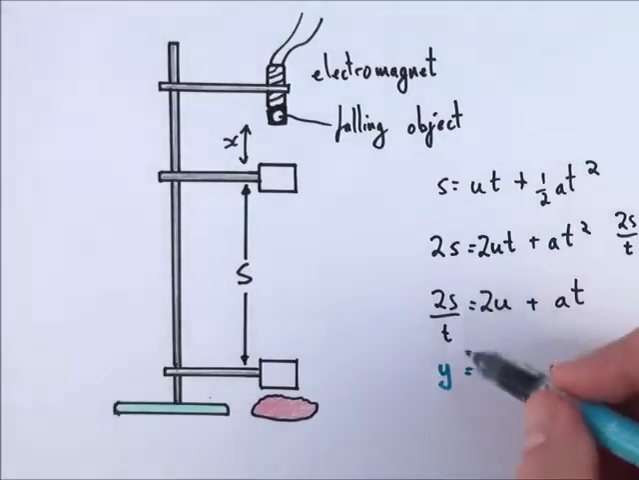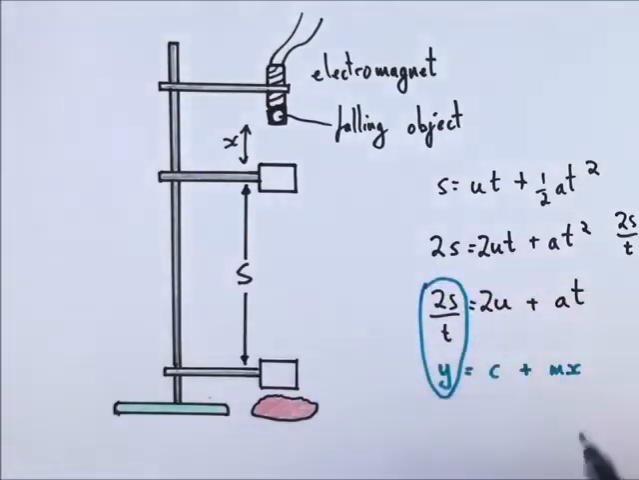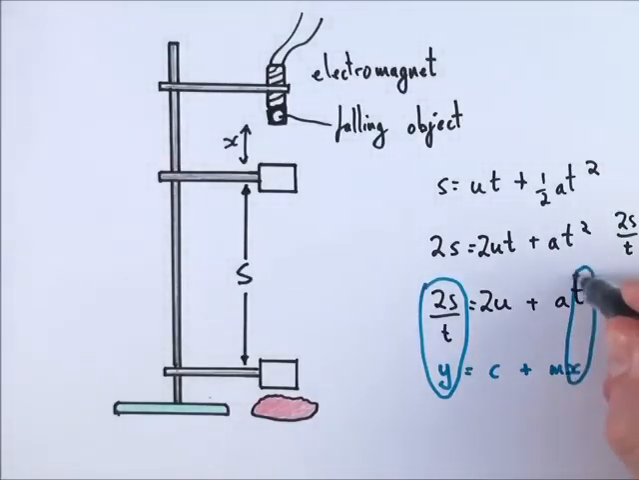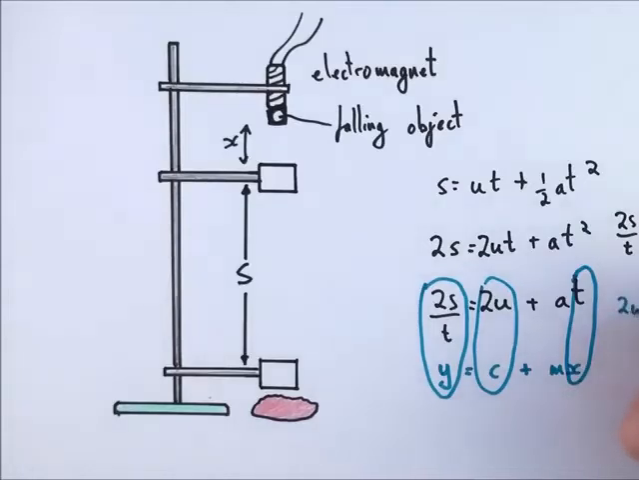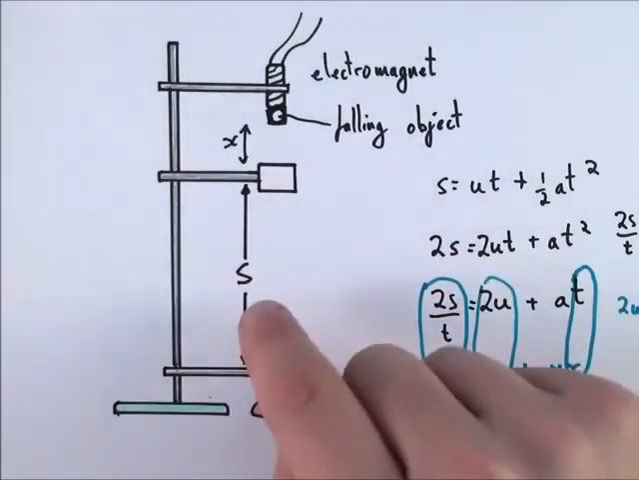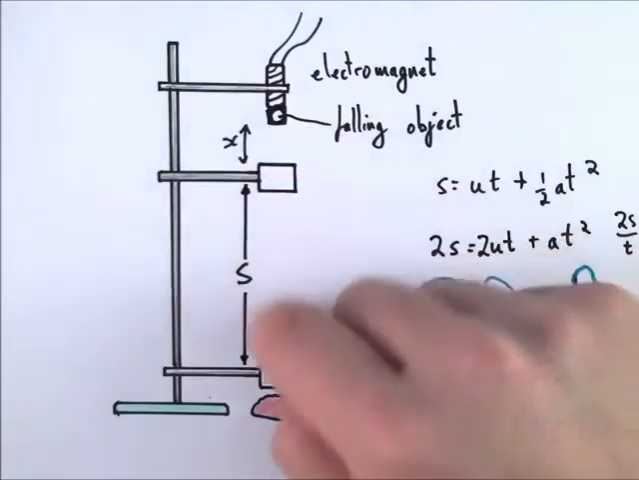The reason for that is on the y-axis we have 2s over t, so this is my y term. Remember y equals mx plus c. I've plotted t on the x-axis, so the y-intercept over here should be equal to 2u, and the gradient is going to be equal to the acceleration. That's just a summary of using this method to find the acceleration due to gravity of an object falling between a couple of light gates.